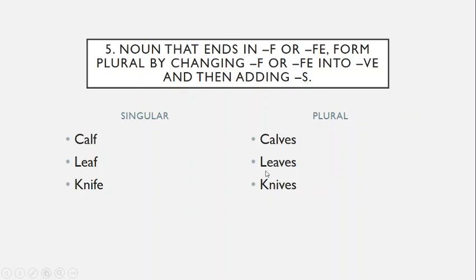You have to replace this f or fe with ve and then you will add s at the end and it will become plural. For example, calf, you remove the f, you add the ve and at the end you add s. Let's suppose leaf, you remove the f, you add the ve and you add s. It became leaves. Leaves is a plural. And knife, at the end there is fe, you remove the fe, you add the ve and then you add s. It became knives, plural. Okay students, you understand this rule also?